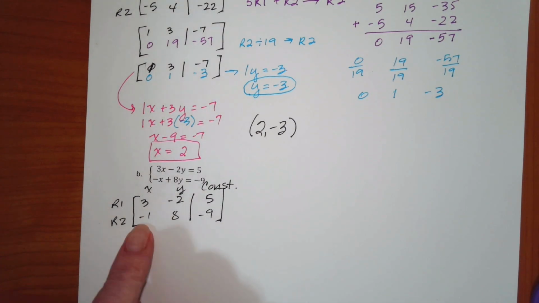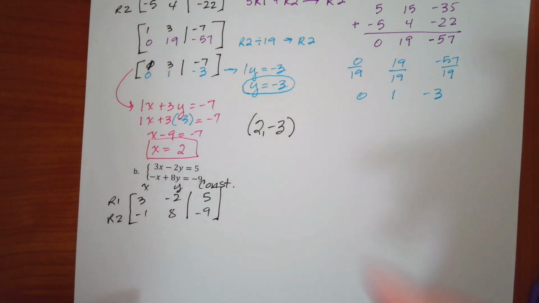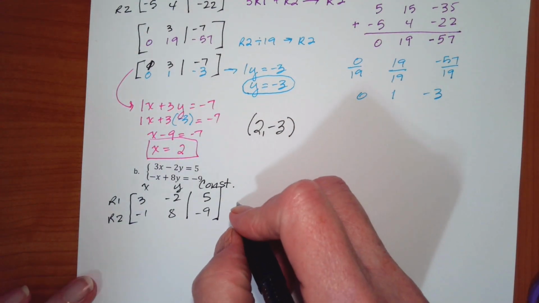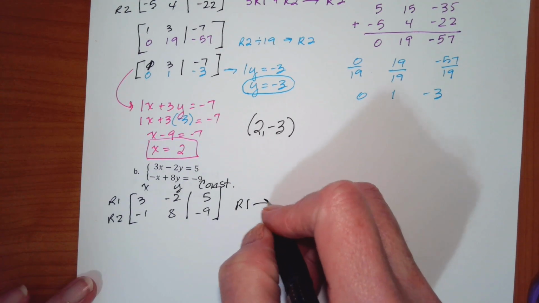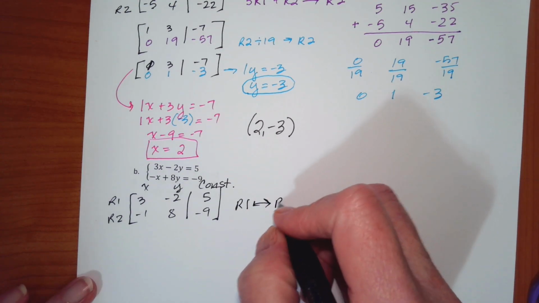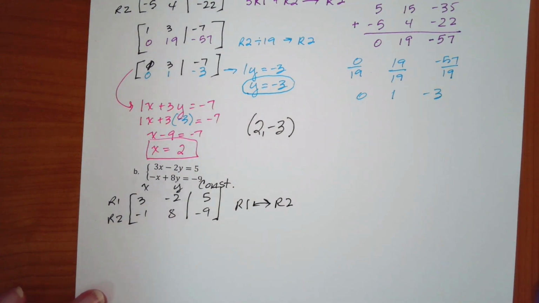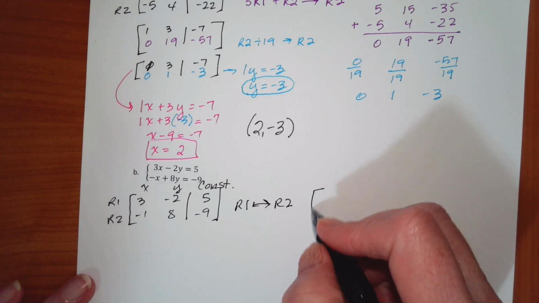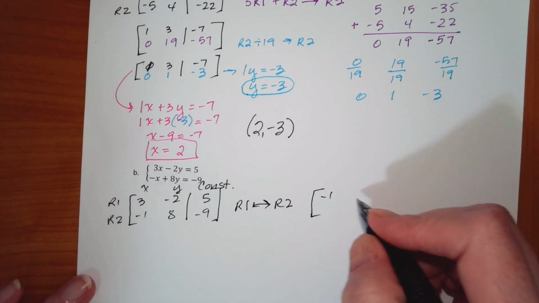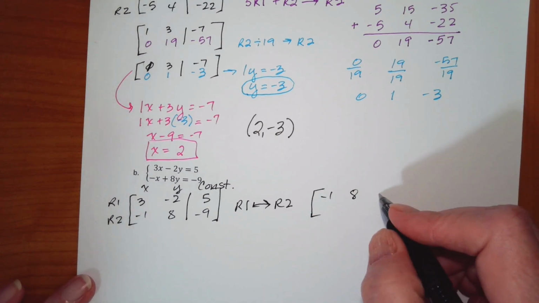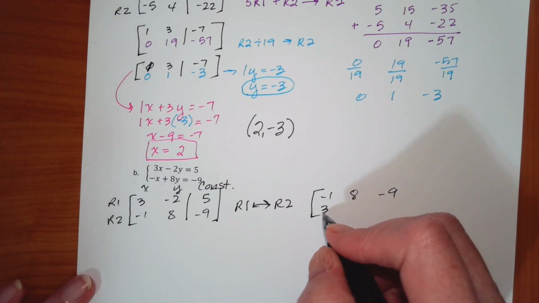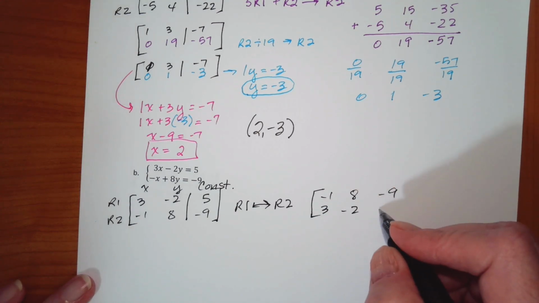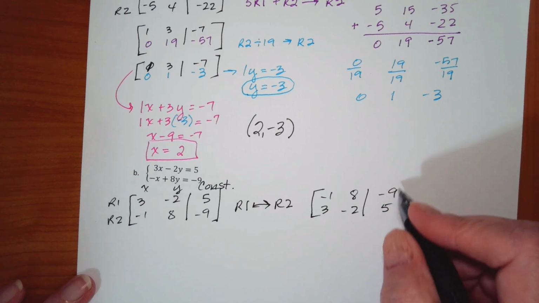See, I've got almost a 1 here, so I think what I can do is just flip-flop the rows. So in my first move, I am going to take R1 and R2 and exchange them. So that's going to be -1, 8, -9, 3, -2, 5.